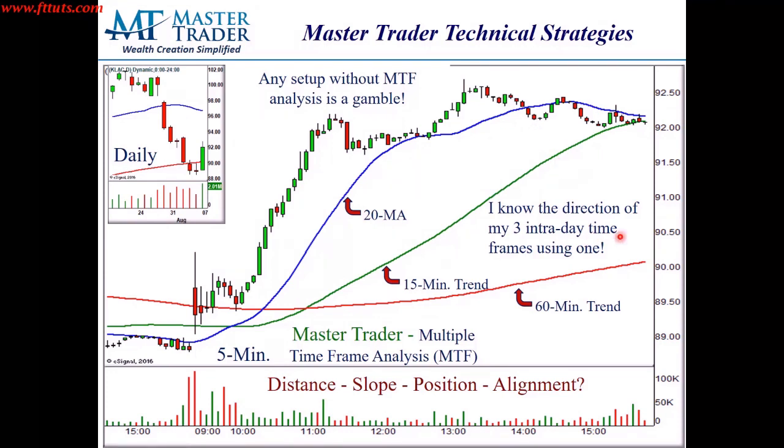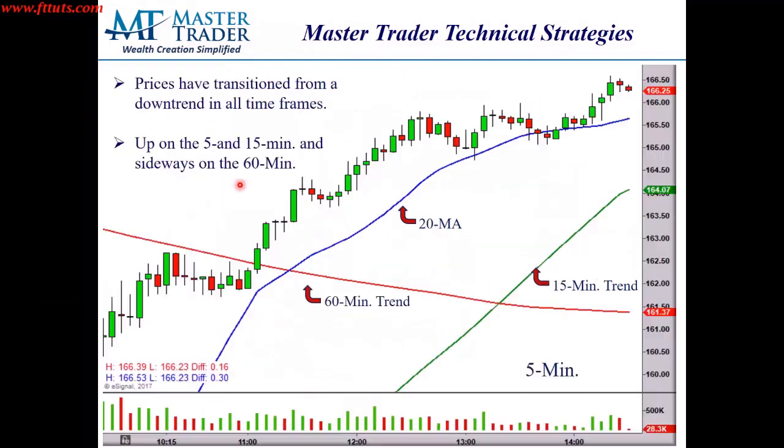And it says I know the direction of my 3 intraday time frames here by using one. Prices transitioned from downtrends in all time frames and up on the 5 and the 15, sideways on the 60. Moving up here, look at the 15-minute trend, moving to the upside. Again, our bias here is that prices will continue to move higher, or they should have. As I said, we're always starting with the daily time frame. We know if there's a void, and we have a pattern that provides us our bias.